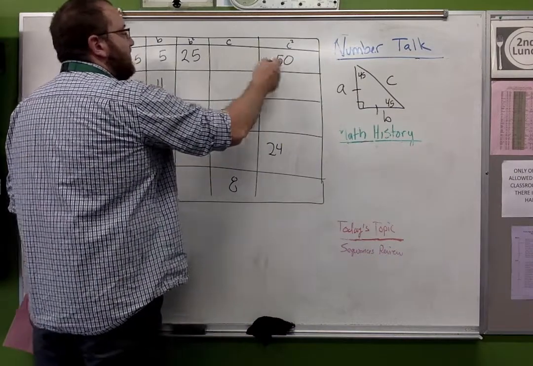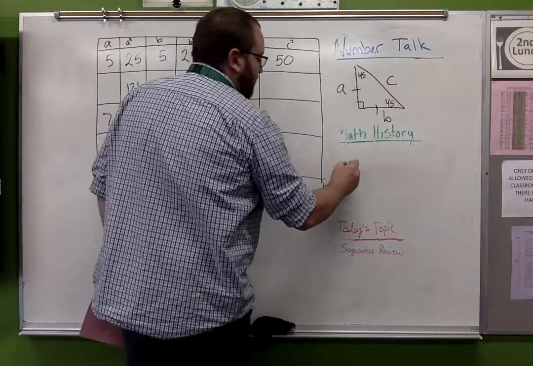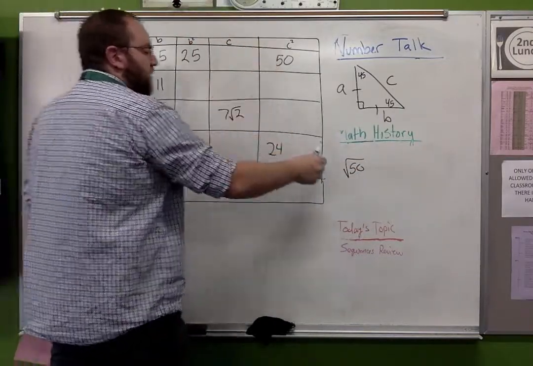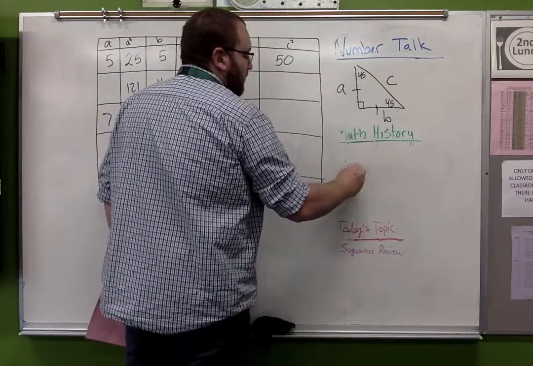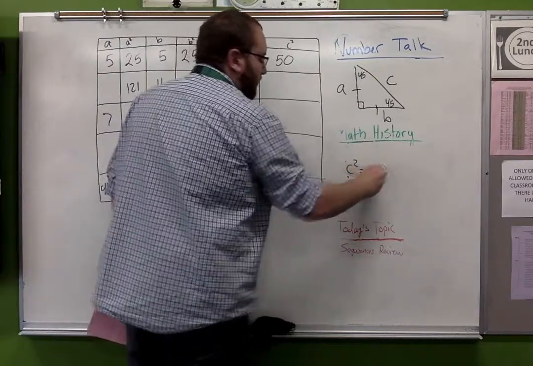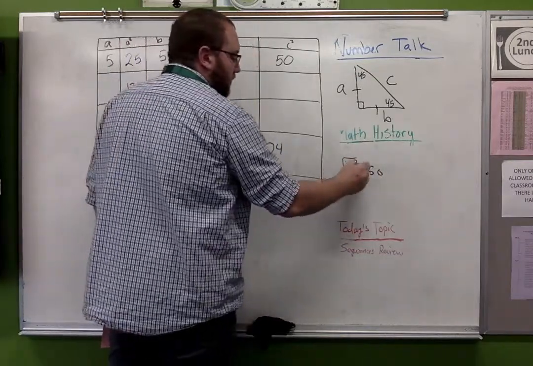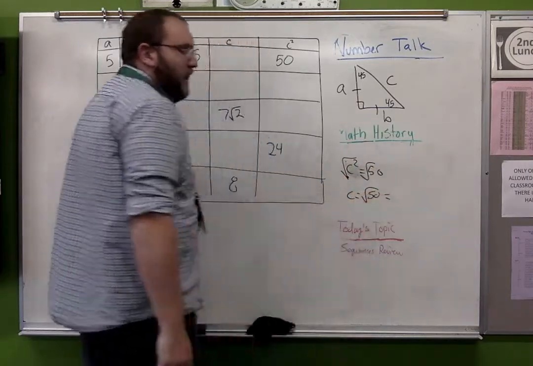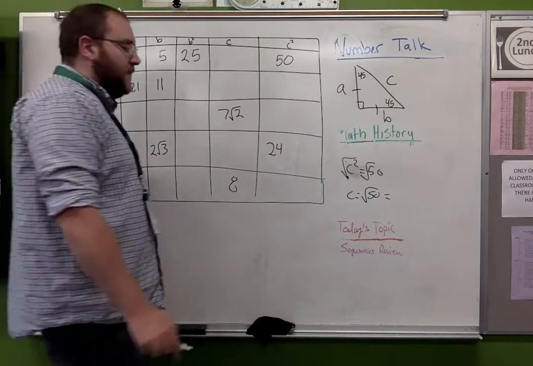And then to find C, we take the square root of 50. Square root of 50. Right? C squared equals 50. To undo the square, we square root. So C equals the square root of 50. Now we're not done. You have to simplify. Okay, you have to simplify.